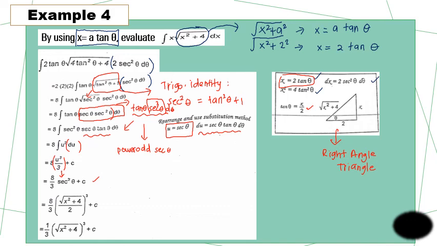Okay, then we substitute into this equation. So secant theta equal to, secant is 1 over cos theta. So we get the hypotenuse over adjacent, the square root of x squared plus 4 over 2. Then we substitute into this. Then we simplify. So we have this answer. The final answer must be in x.